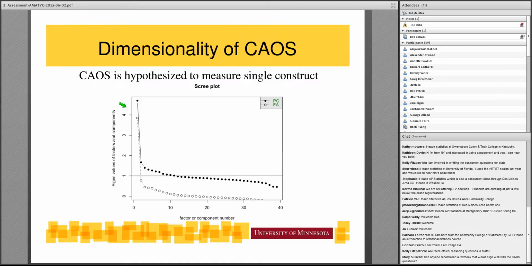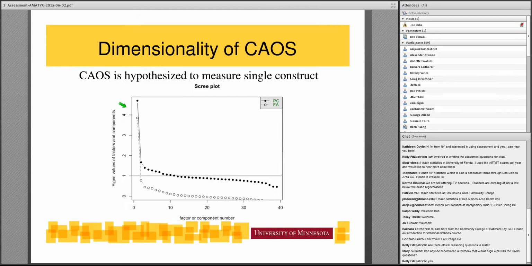I'm just looking over to the side and seeing Kelly Fitzpatrick asks, are there ethical reasoning questions in stats, I assume, on CHAOS? Maybe that's what you're asking? Yes, okay. No, there are some questions about bias with respect to survey design and sampling, but not necessarily with ethical reasoning. So that's not there per se.